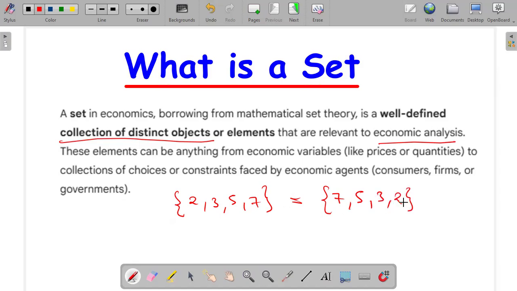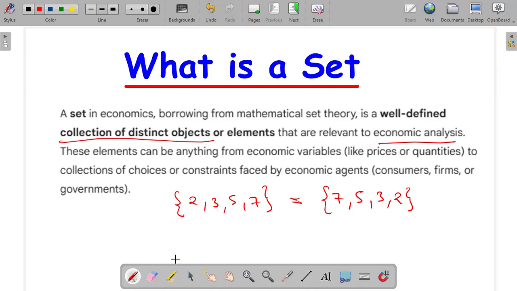But of course, you'd usually prefer to write them either in ascending order or in descending order. But then it does not really matter. It does not change the set. The set still becomes the same. And of course, when we're listing out a set, we do not repeat things.